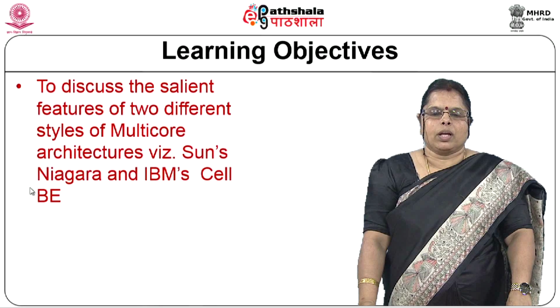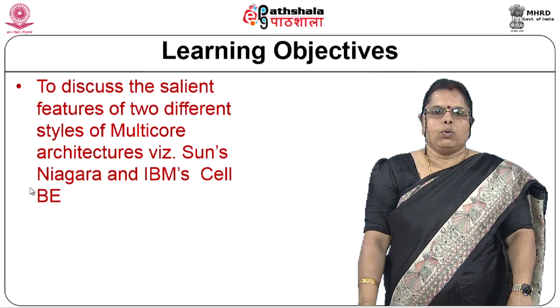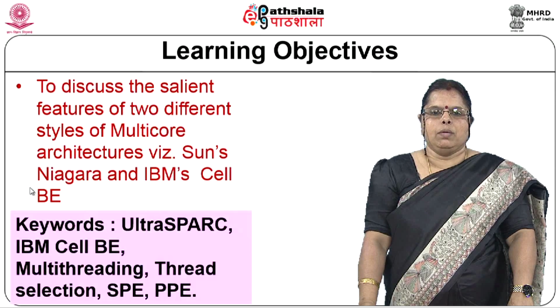We are looking at the computer architecture course. So this module is on multi-core architectures. In the previous module we looked at one case study, namely Intel's multi-core architecture. This module is to discuss the salient features of two different styles of multi-core architectures, namely Sun's Niagara and the IBM's Cell BE processor.